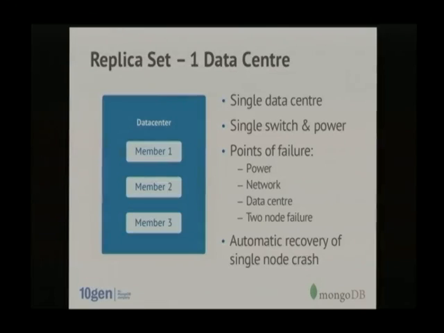So here's a few different configurations. Configuration number 1 is a single data center. We've got 3 nodes in a data center, and these could be a primary, a secondary and an arbiter, or it could be a primary and 2 secondaries. But you've got a single data center, single switch, single point of failure, well, multiple single points of failure. If any one of the nodes crashes, then the replica set will still remain available. So you're allowed 1 node to crash.